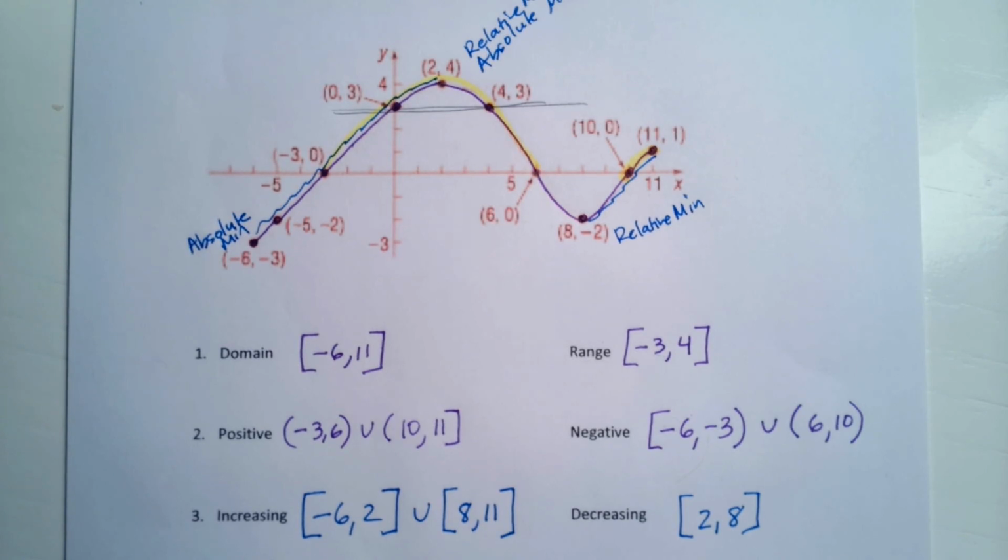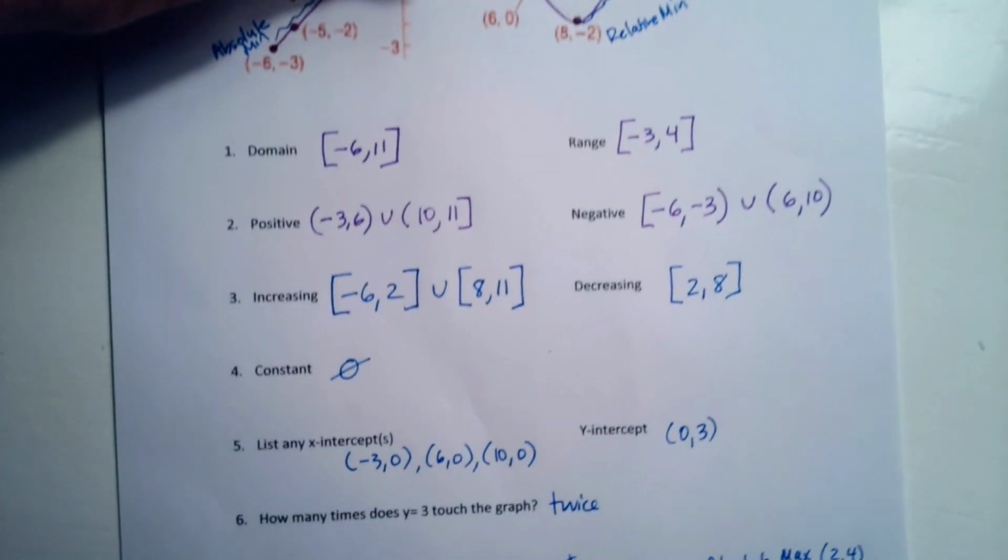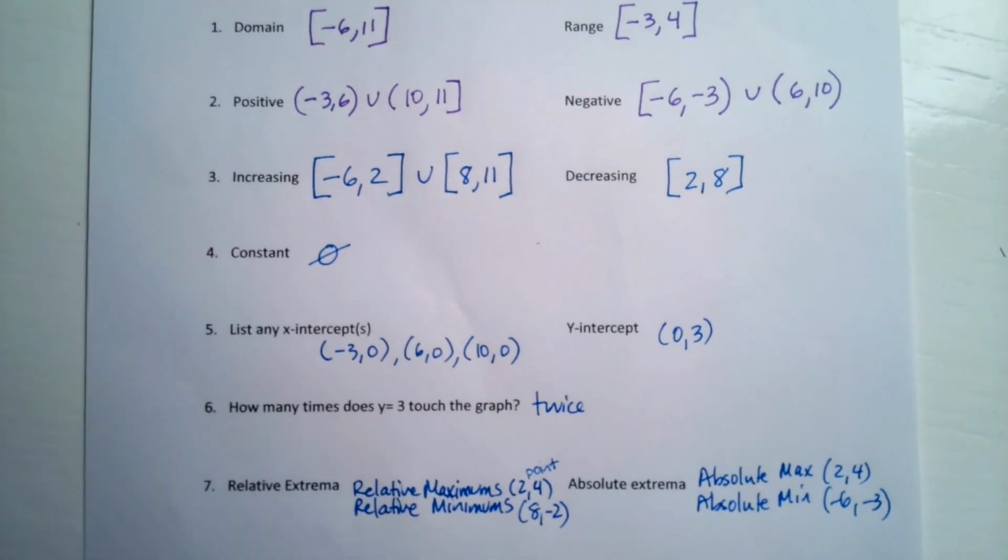The absolute extrema, the absolute max, is at (2, 4), and the absolute min is at (-6, -3). Not every graph has these values. These are sort of unique to this particular graph. Not every graph has all of those characteristics.